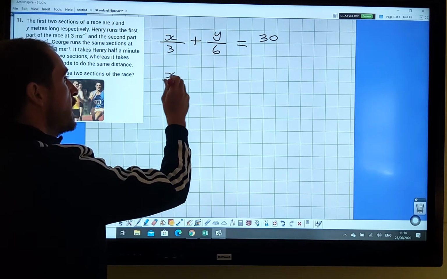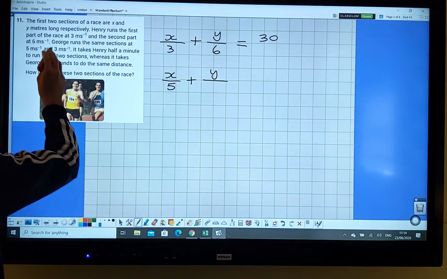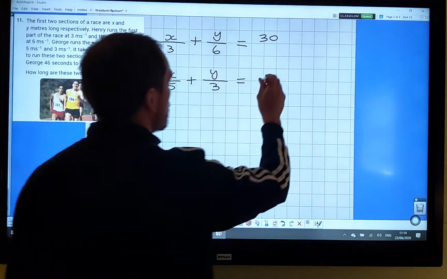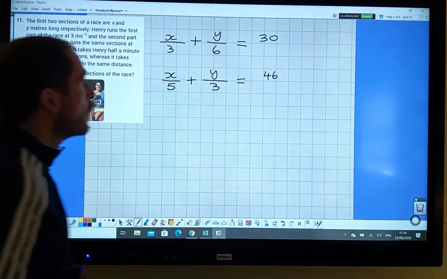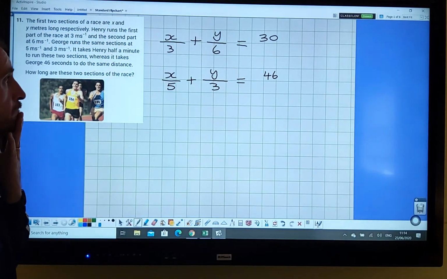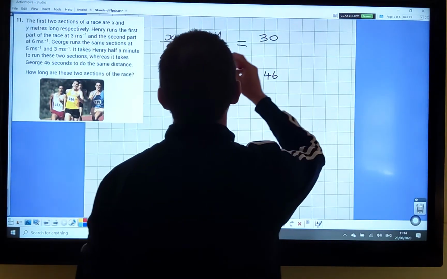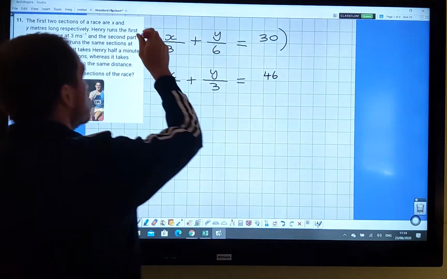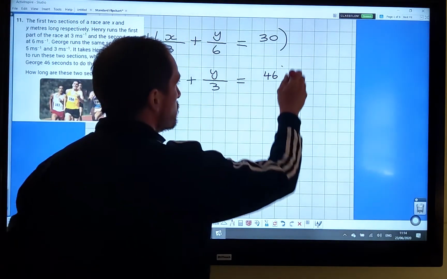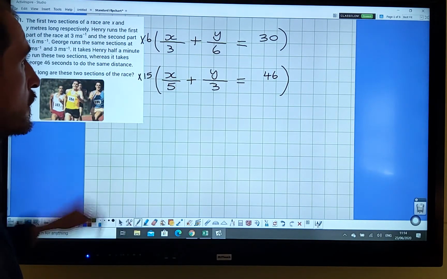So the same sections, x divided by 5 plus y divided by 3, and it takes George 46 seconds to do the same distance. Now I've got two simultaneous equations, but they're not in a solvable position just yet. Okay? So what I need to do is as follows. I need to multiply this by 6, because 3 goes into 6 and 6 goes into 6. And I need to multiply this by 15, because 5 goes into 15 and 3 goes into 15.